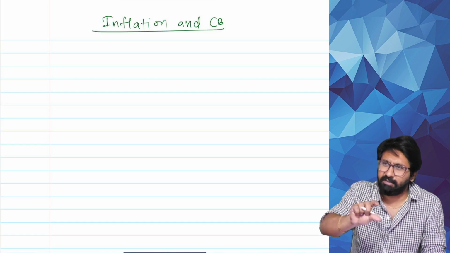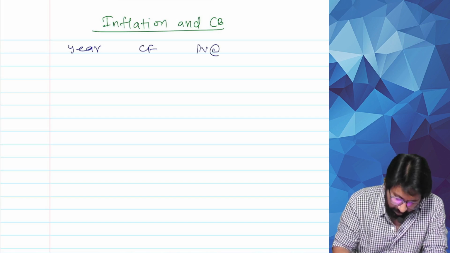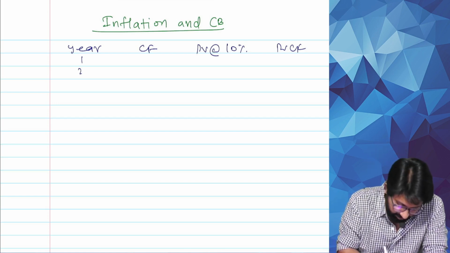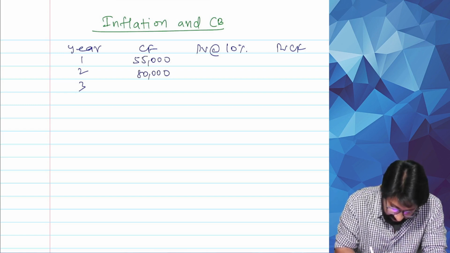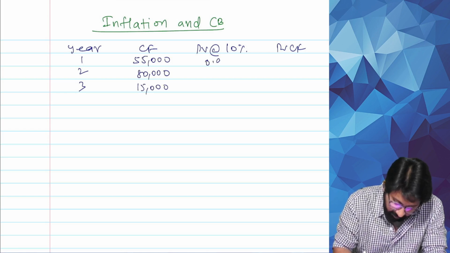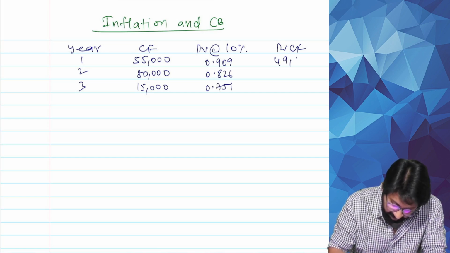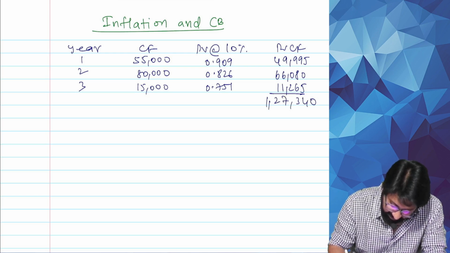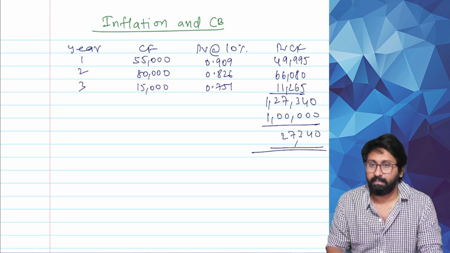I will give one small illustration. Here, cash flow, PV at the rate of 10%, PVCF. Our well-known example I am writing: 55,000, 80,000, 15,000; 0.909, 0.826, 0.751; 49,995, then 11,265. This you also know. Total 127,340. 1 lakh is the cost. So 27,340. This is the answer.